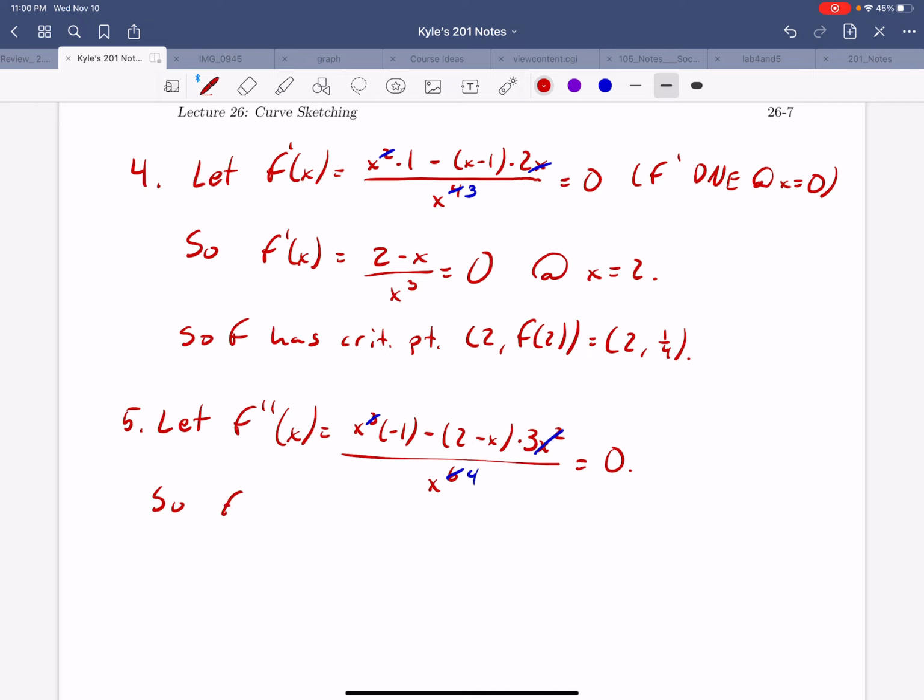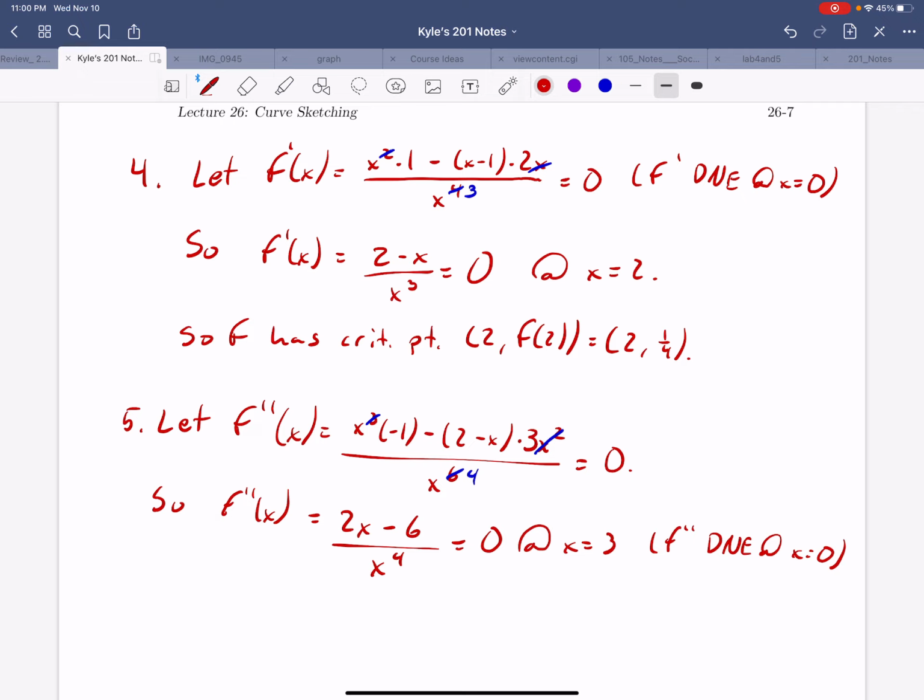So we're going to have that f double prime really equals, what's that going to be? Negative x plus, is that plus 3x? So is it going to be 2x? Yeah, so I guess we're going to get 2x minus 6 all over x to the 4th equals 0. And again, I think that's pretty clear that that happens at x equals 3. Though again, it is worth noting that f double prime does not exist at x equals 0.